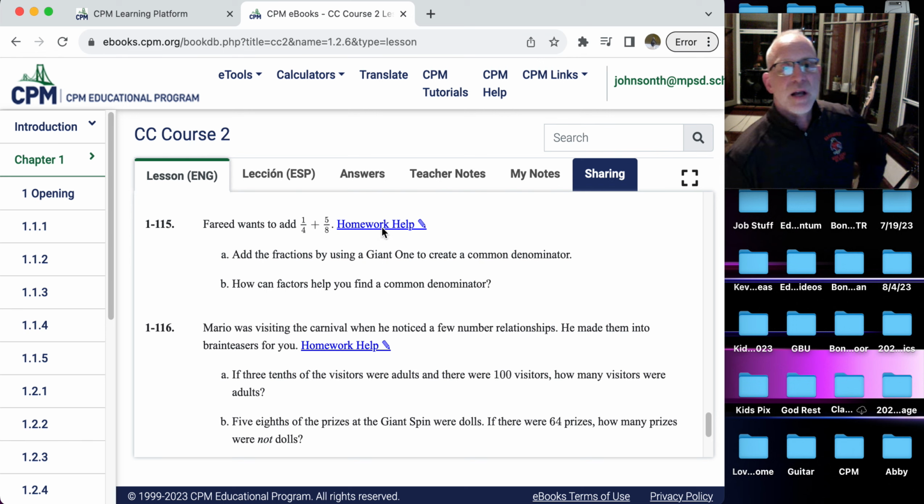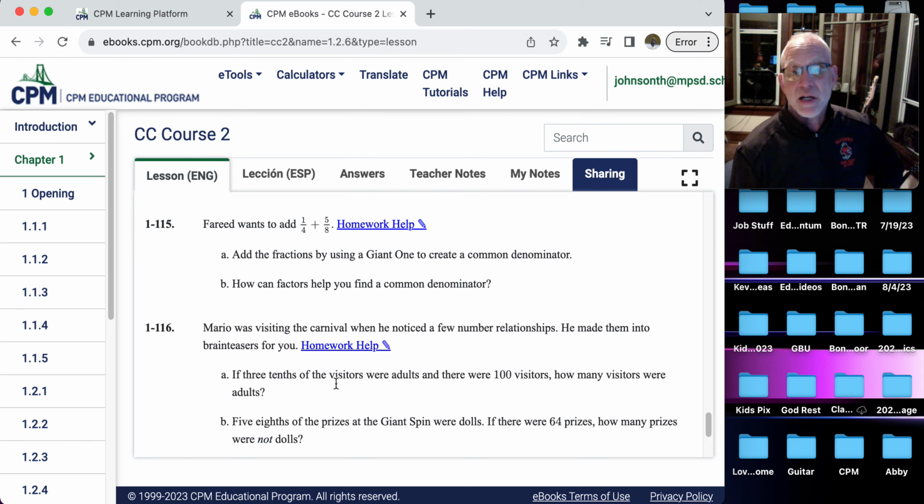So this one says Freed wants to add 1/4 plus 5/8. Add the fractions by using a giant 1 to create a common denominator. How can factors help you? Use your homework help if you don't remember how to get started on this. Otherwise, remember what we did outside working with the multiplication table and the chalk.